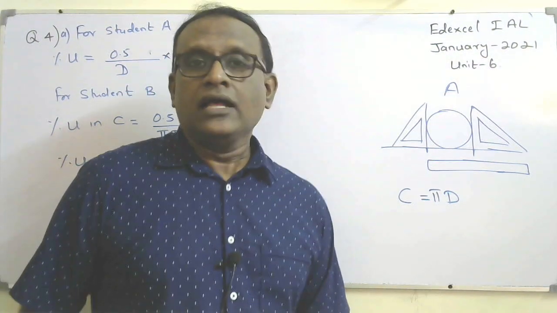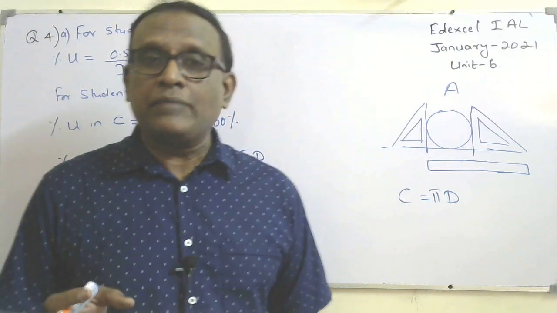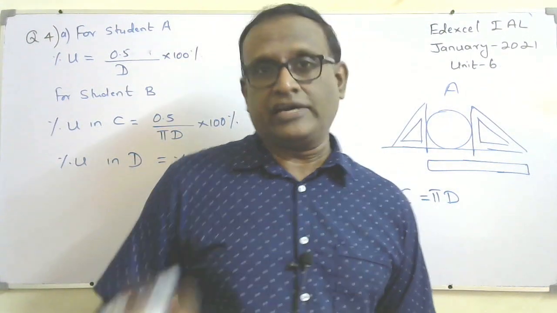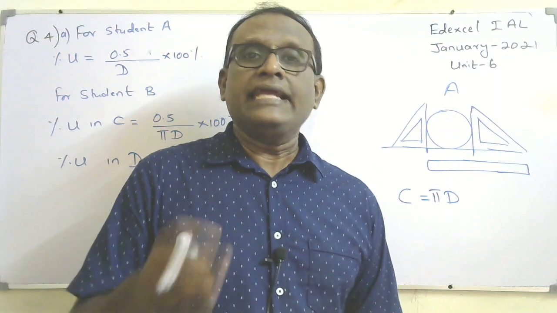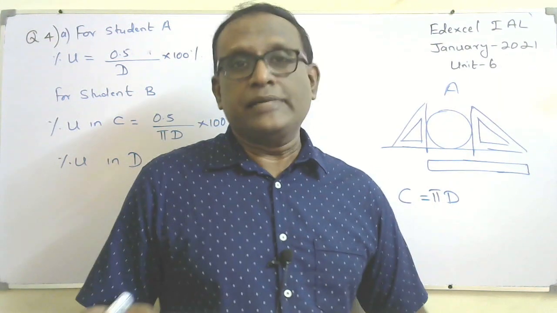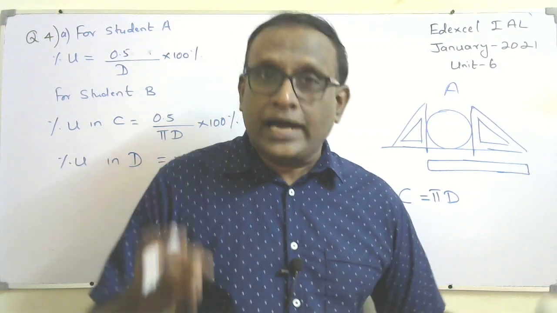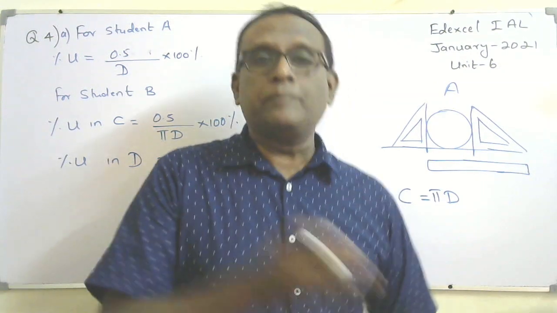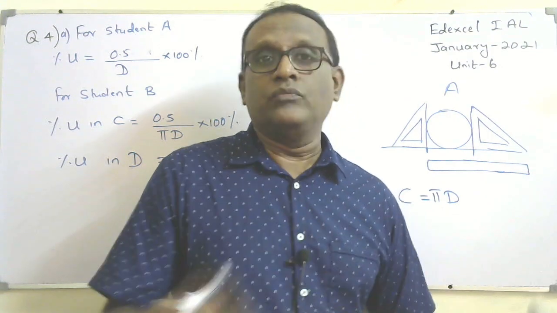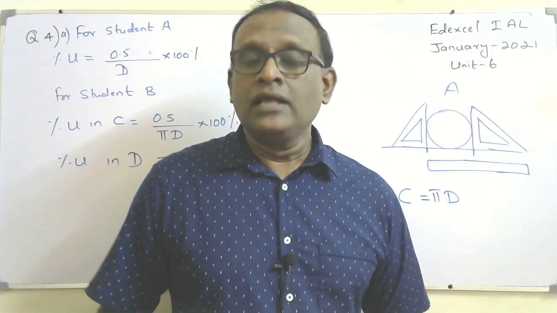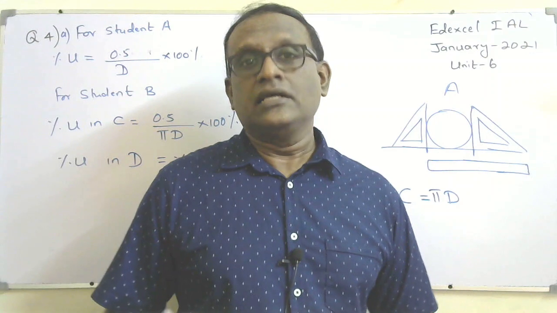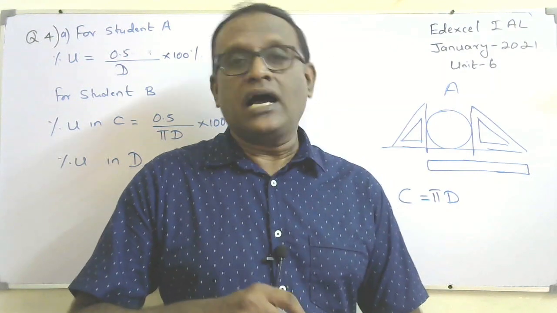So you should write both students have the same uncertainty, 0.5 millimeter. Student B is taking a larger measurement which is pi d. Therefore, percentage uncertainty of pi d will be lower than percentage uncertainty of d measured by student A. Therefore, student B will get smaller percentage uncertainty.